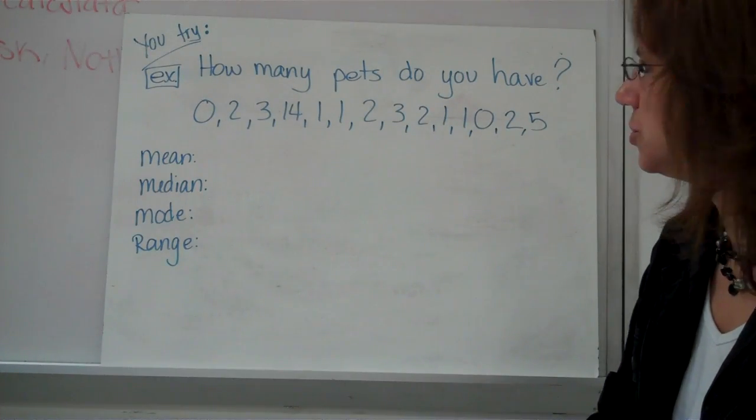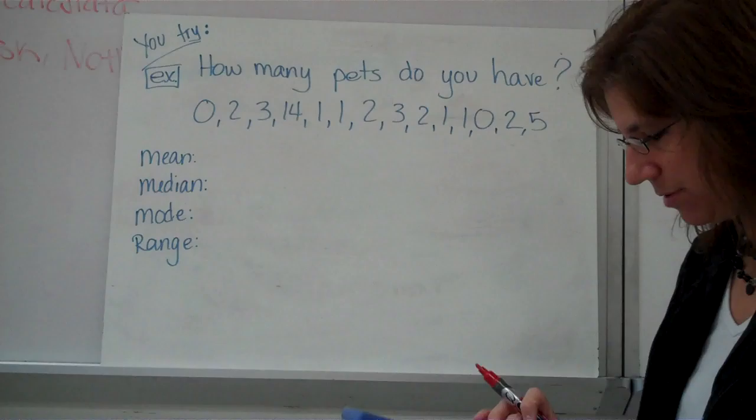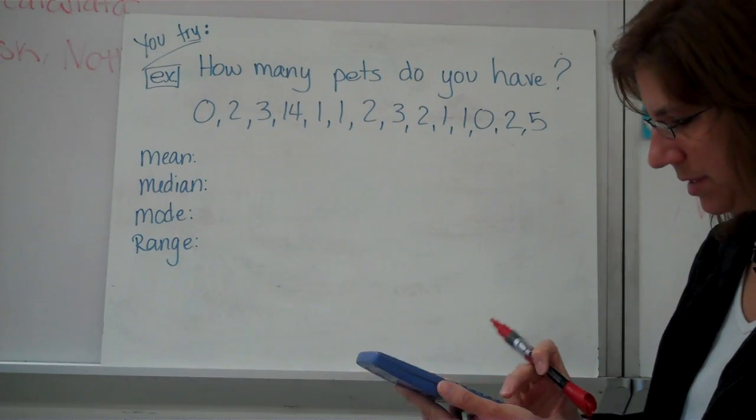All right, we're going to find the mean, so you're going to want to add these up and then divide by the number of numbers. So I'm going to real quickly type this in.